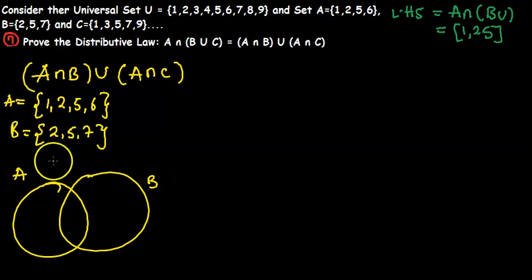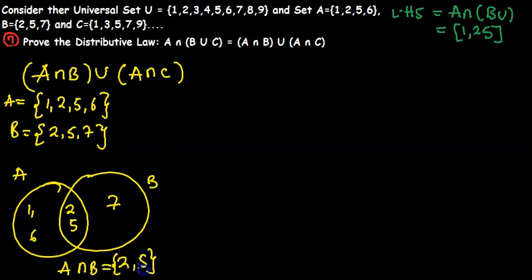The intersection of A and B is simply going to be 2 and 5. In the case of A, apart from 2 and 5, we are going to be left with 1 and 6. In the case of B, apart from the 2 and 5, we are going to have 7. Therefore, A intersection B is simply going to be 2, 5.